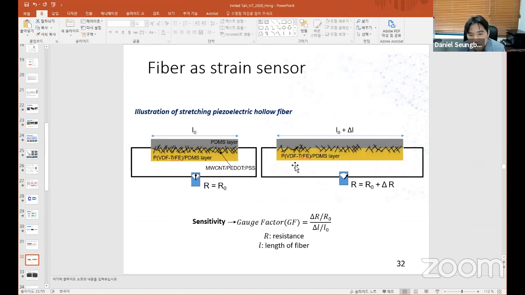Now, I'm going to move this onto the strain sensor. Because we have this multi-wall CNT/PEDOT:PSS, it is stretchable, and because it is also a composite material of PDMS and PVDF, it is stretchable. So now we have one parameter to quantitatively assess the performance of the strain sensor, which is the gauge factor. You can see in the equation, it is defined by the ratio of the resistance change over the original resistance, divided by the length change over the original length of our strain sensor.